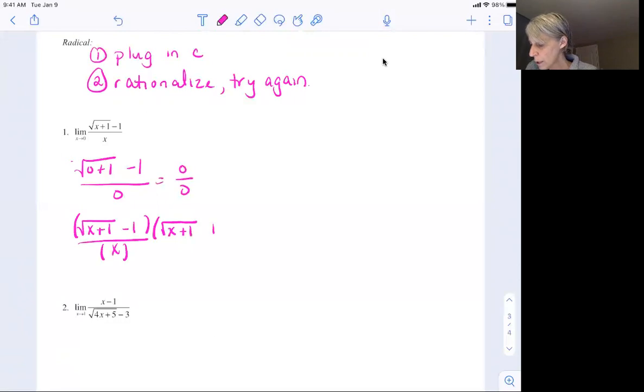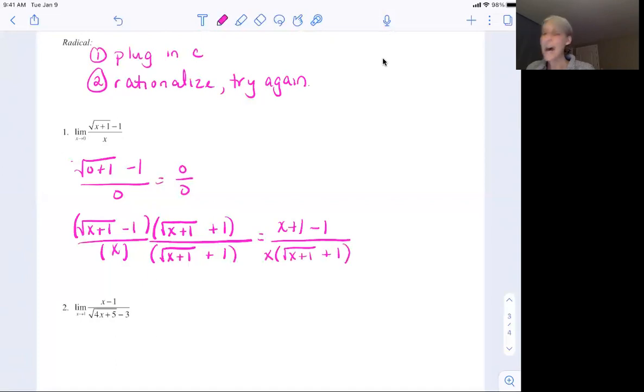The square root of x plus 1, plus 1. And remember your rules when you're foiling conjugates. I do first times first. I'm just going to have x plus 1. The outsides and the insides are going to cancel out. Last times last is minus 1. And to refresh your memory, in the beginning of the year, we never distributed the denominator, just leave that other part of the fraction alone.